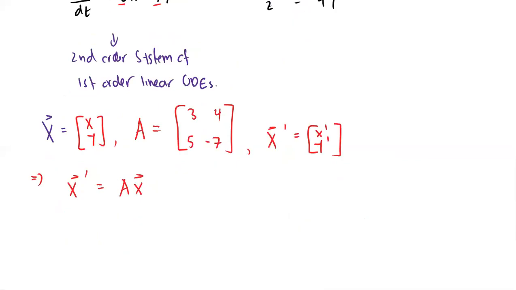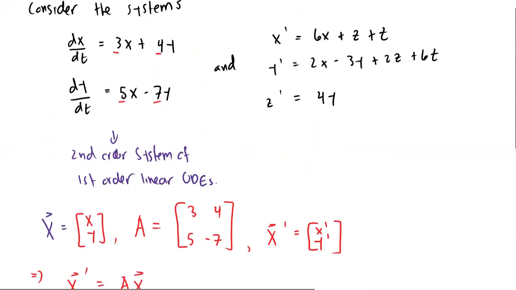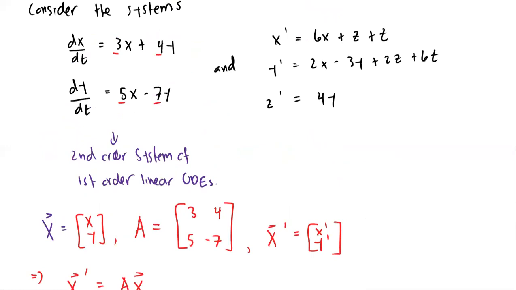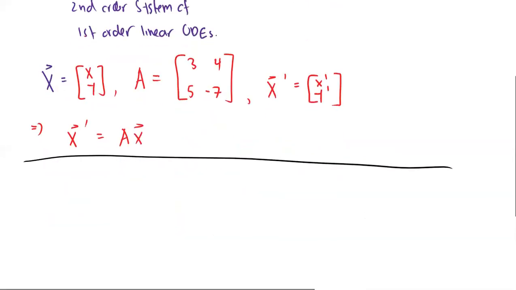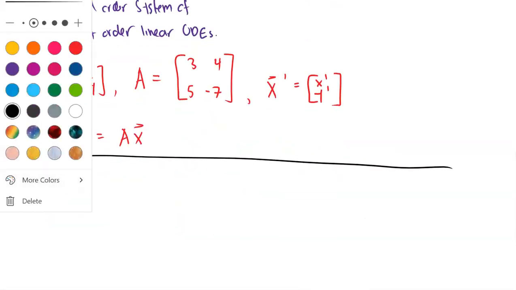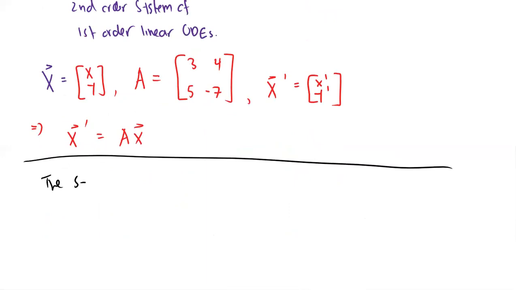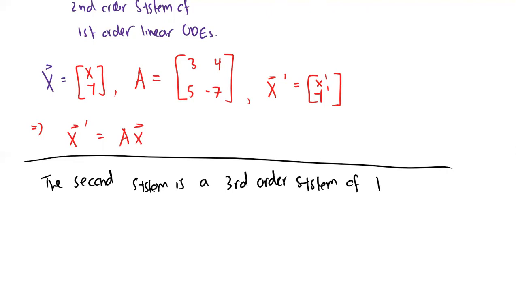Now let's do the other one. In this case, we have 3 dependent variables, x, y, and z, and 3 derivatives, x prime, y prime, and z prime, which implies that the second system is a third order system, because there are 3 equations of, again, first order linear ODEs.